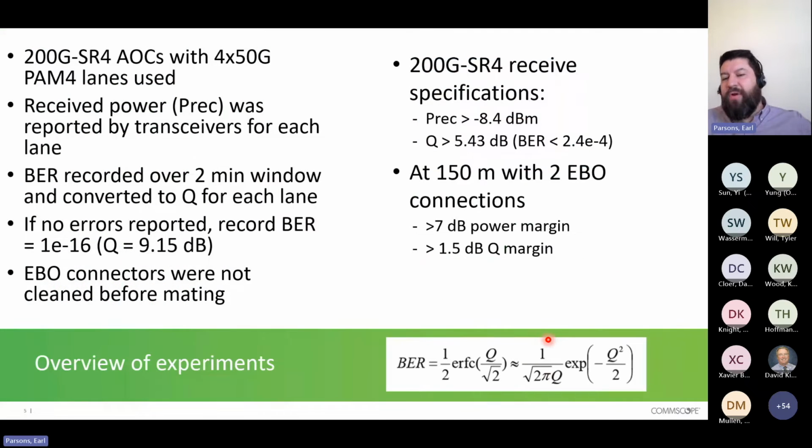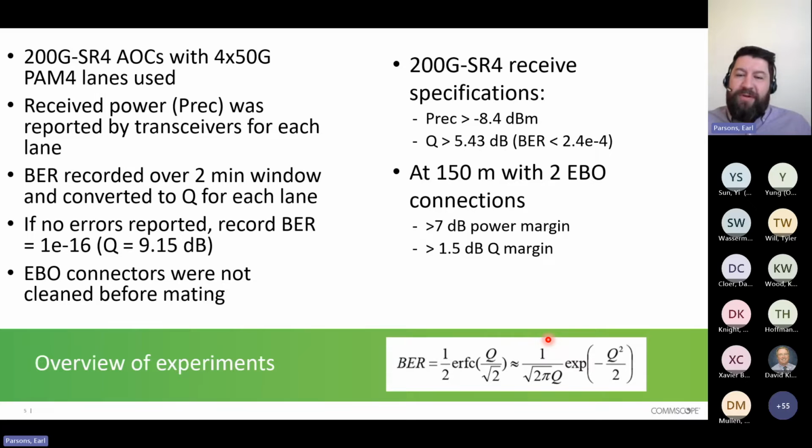To test the overall system performance of these connectors and to make sure they wouldn't do anything to degrade or disrupt the optical transmission, we did a series of experiments. We started with some AOCs. These were 200G SR4, and each of these has 4 50G PAM4 lanes. So each side has 4 transmit and 4 receive, total of 8 fibers. These AOCs would report through the Ethernet tester the received power of each lane, and we would measure the BER, the bit error ratio, for a 2-minute window to measure the performance.